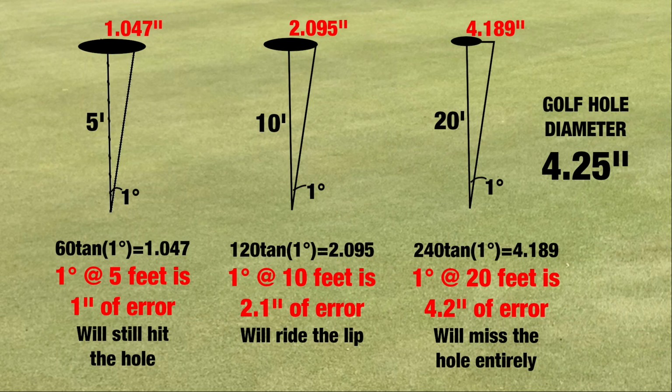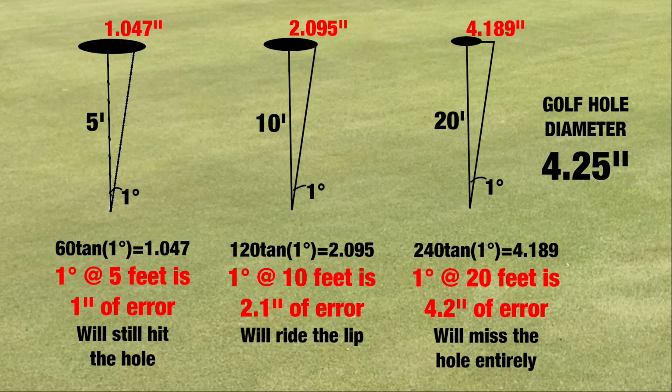Now understand that these are just triangles in perfect situations where the putt is exactly flat. Of course, this is not realistic. This is not taking into consideration grain of the grass, thickness of the grass, or slope. These are just perfect numbers. So any slope, any grain is going to exacerbate these errors. So 1 degree at 5 feet is going to be about 1 inch of error.